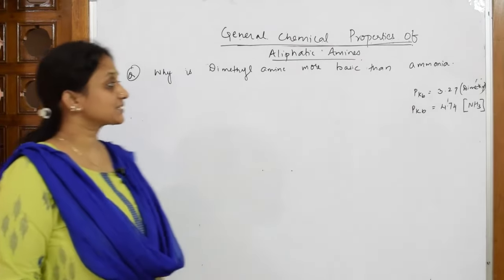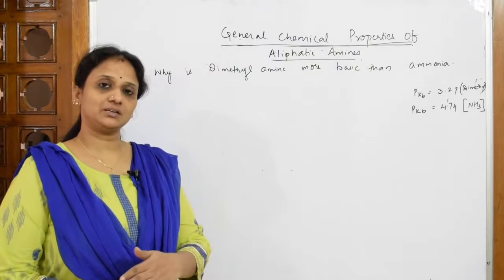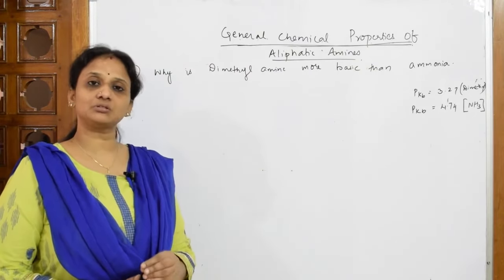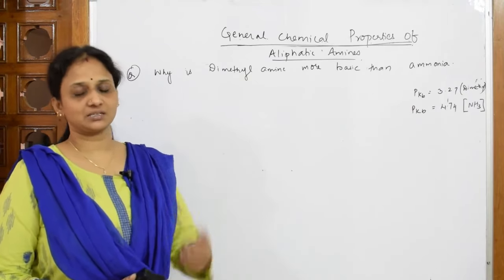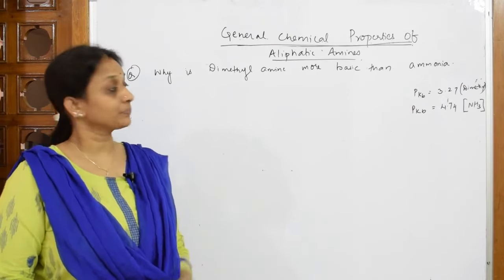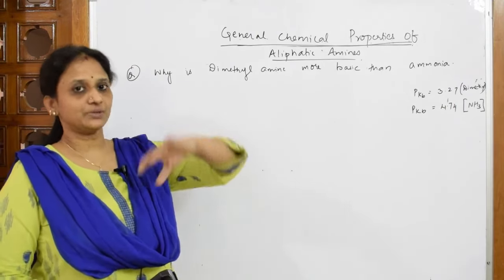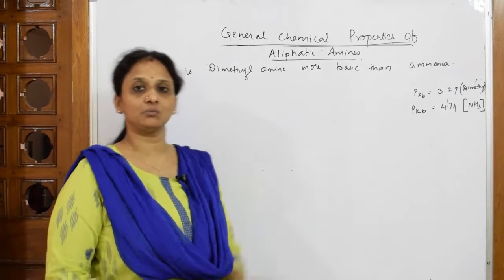Right. So let us come back and see one question based on basic nature. So what did we learn already? Smaller the pKb value, stronger is the basic nature. Stronger is that base, right? The strength of the base is higher. Now, if one question is given to us like this, why is dimethylamine more basic than ammonia?